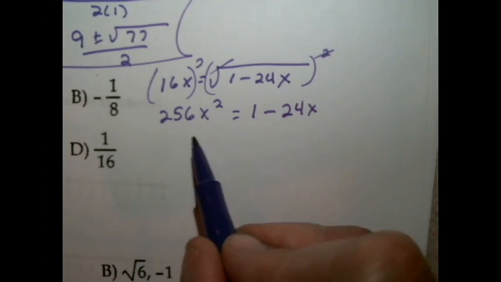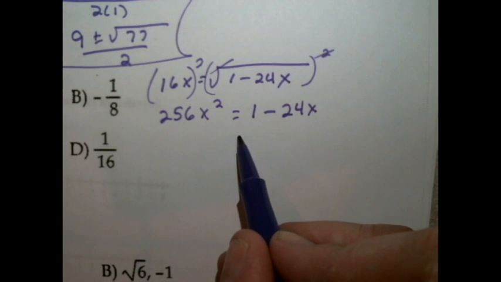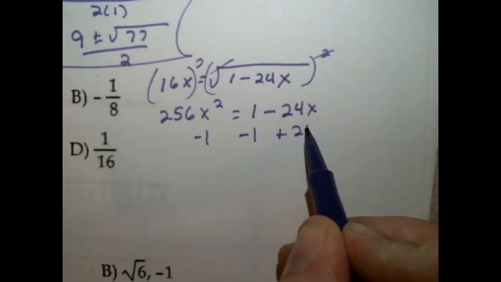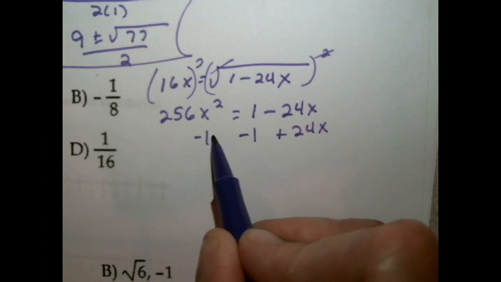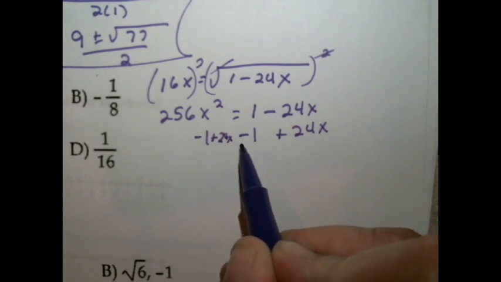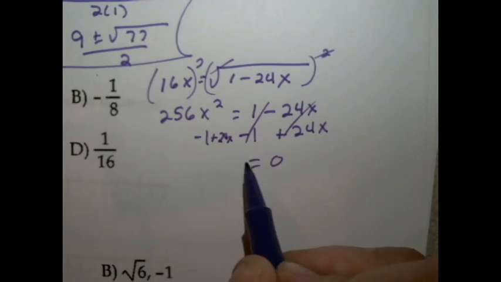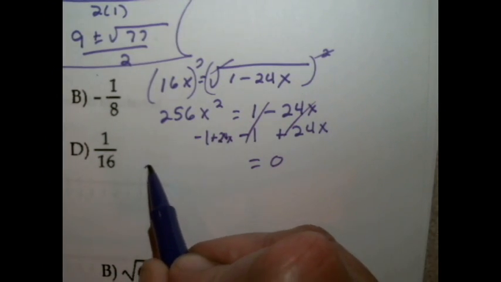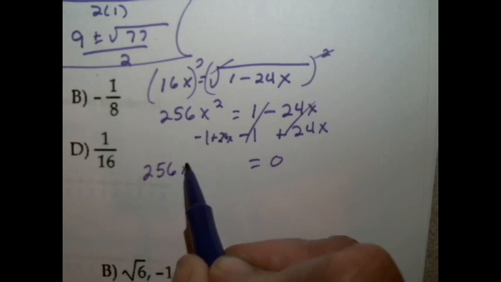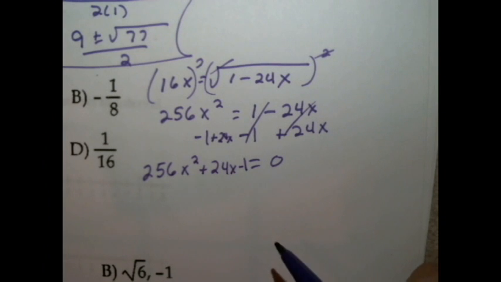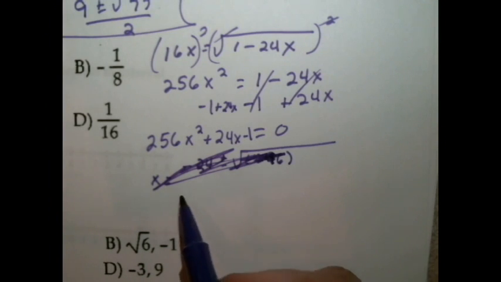Now to solve the quadratic, I need to get everything to one side of the equation, so I'll subtract 1 from both sides, and I'm going to add 24x to both sides. Basically moving everything to the other side of the equal sign. So I have 0 left over here. On this side, putting everything in order, I have 256x squared plus 24x minus 1. Okay, now some people might be able to factor that, but I'll use the quadratic formula.